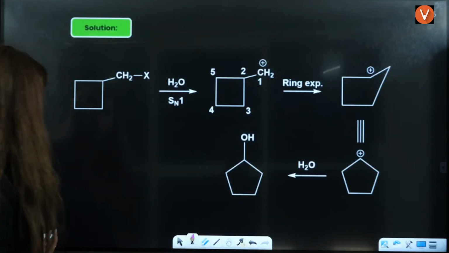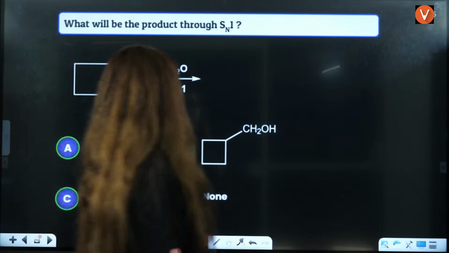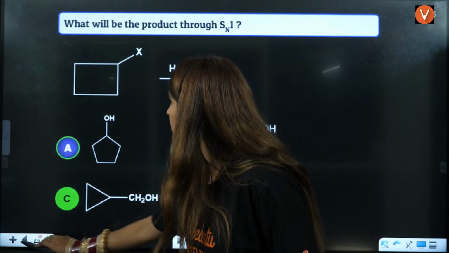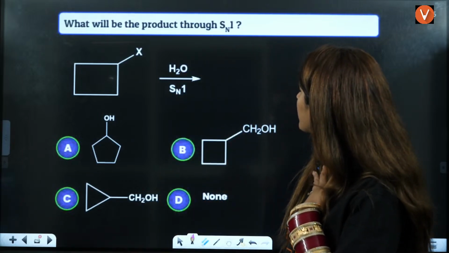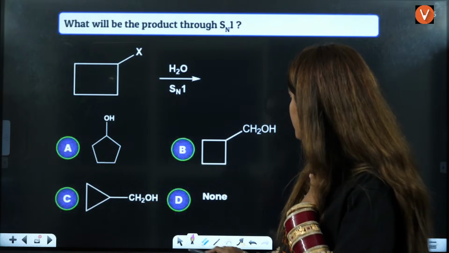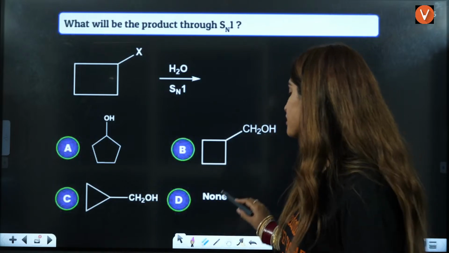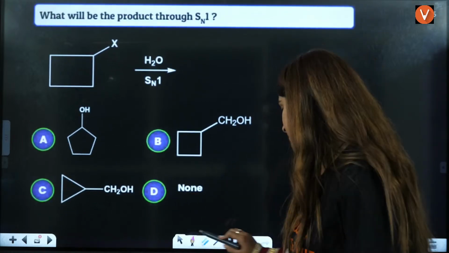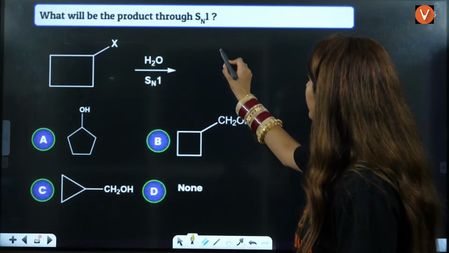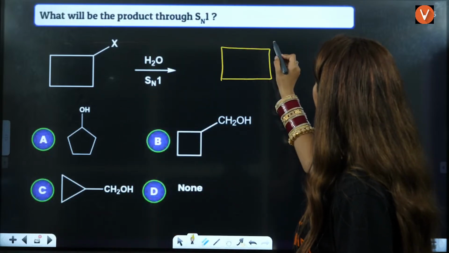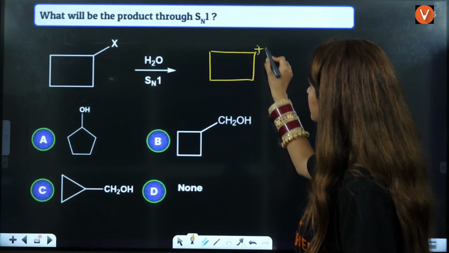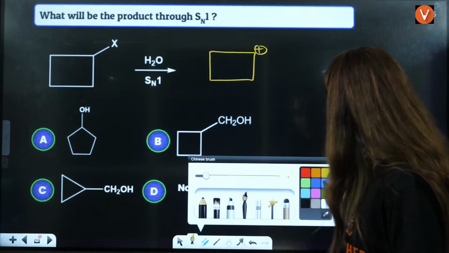Okay, students. Next is, what will be the product through SN1? One minute. This reaction is a different question. Okay, I didn't see that; I thought the same question was repeated again. Now here it is. Now tell me, will there be ring expansion or ring contraction?